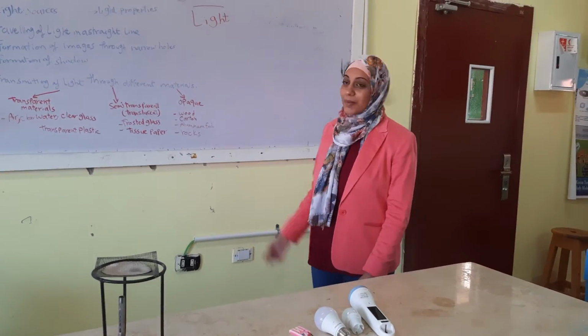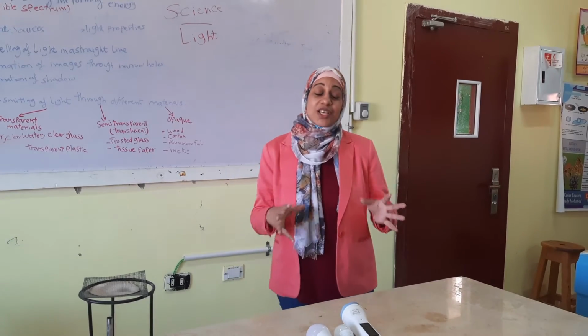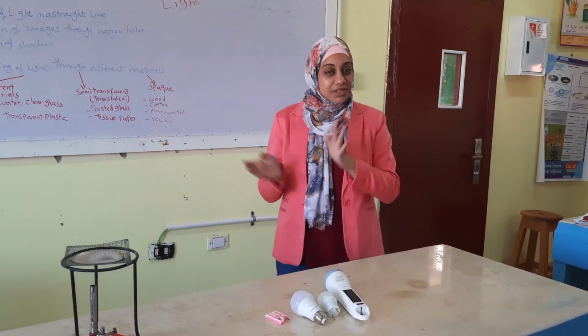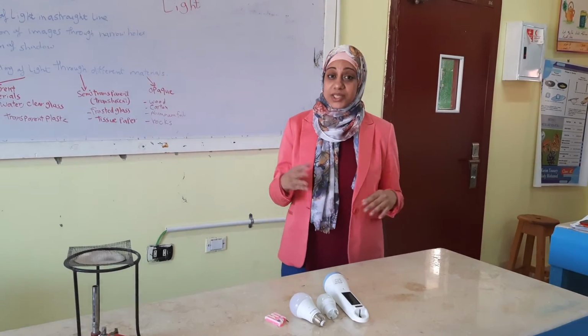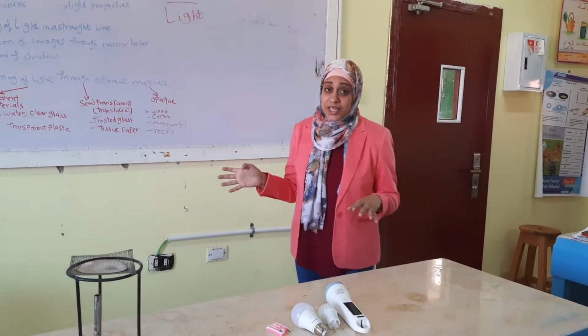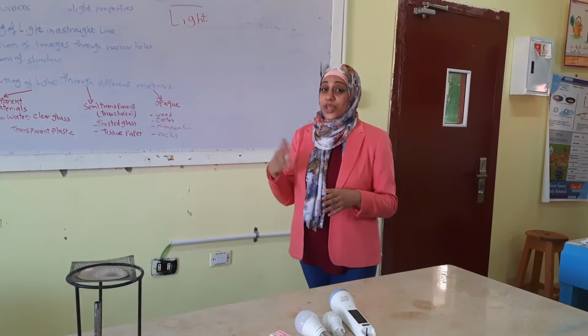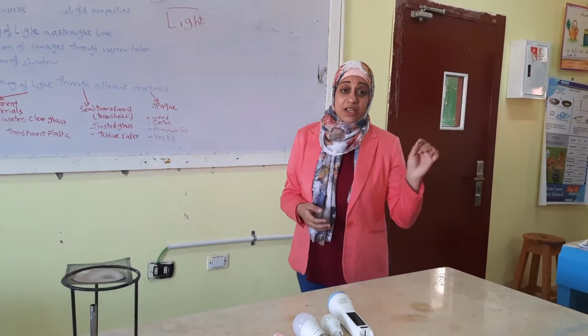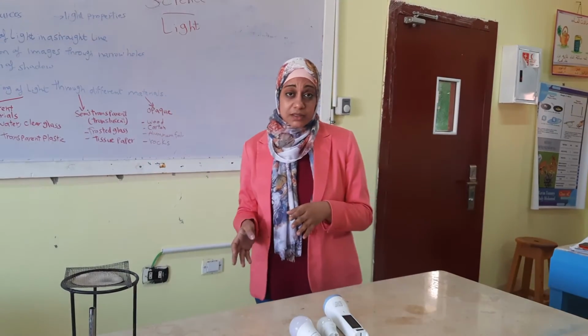Today we are going to speak about light. Light is one of the forms of energy that we have taken in primary form, like electric energy, sound energy, or heat energy. Light energy can be seen, so we call it the visible spectrum. The visible spectrum is the light energy that can be seen.